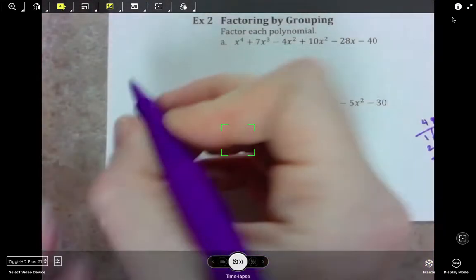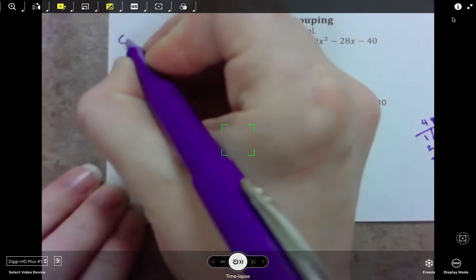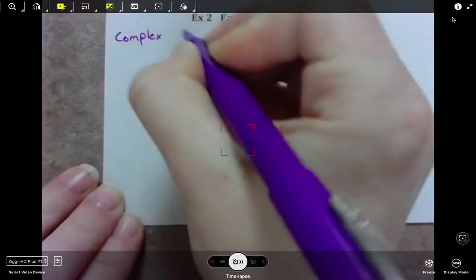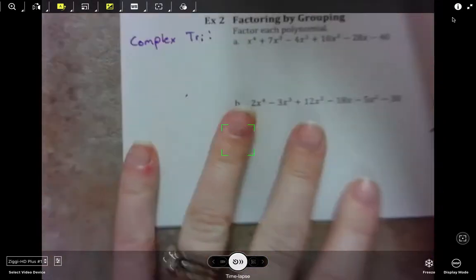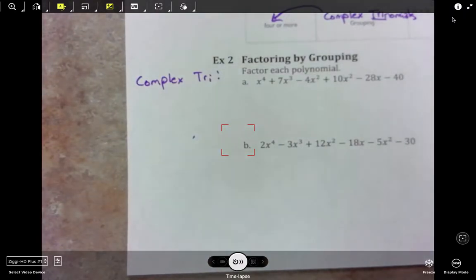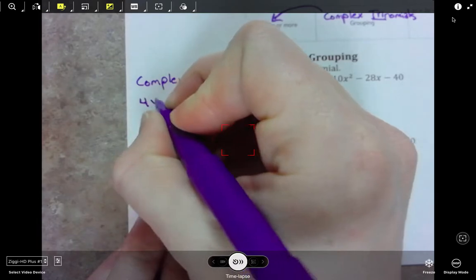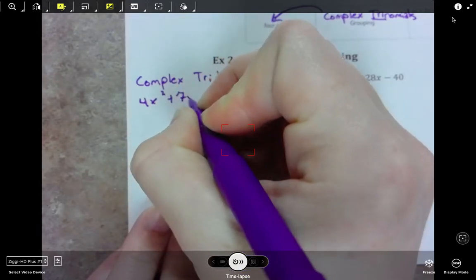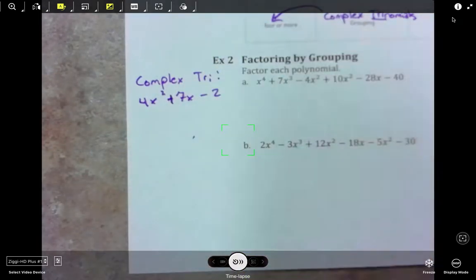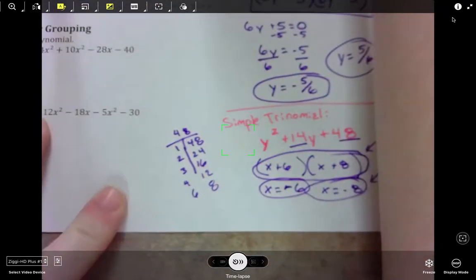This is going to be a complex one, so I'll give myself some room. Complex trinomial is the last one, and let's do 4x squared plus 7x minus 2. Now, I forgot to say this over here on simple trinomial.